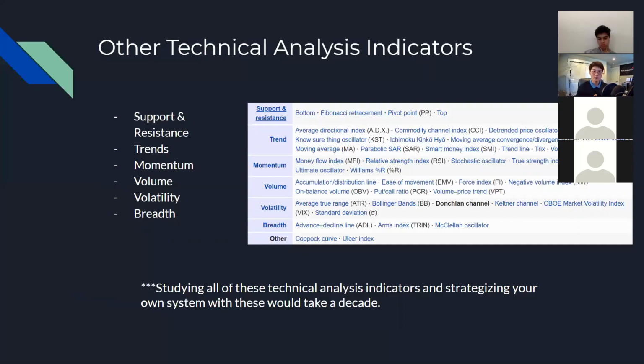For momentum, once an uptrend starts, how likely is that uptrend going to continue to occur? And then there's volume. Volume is just the number of shares being traded at that specific amount of time. Volatility, how much is a price moving within that time? And then lastly, breadth. So studying all of these technical analysis indicators and creating your own system will take a very long time.